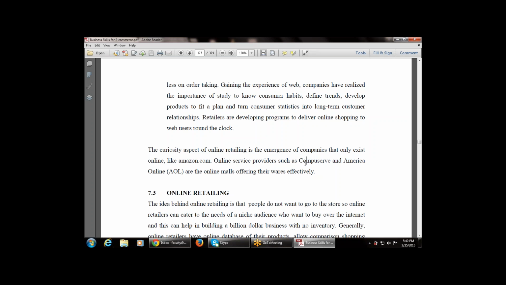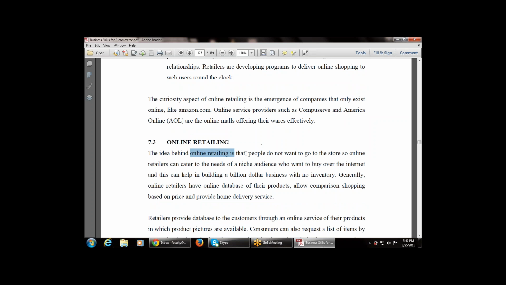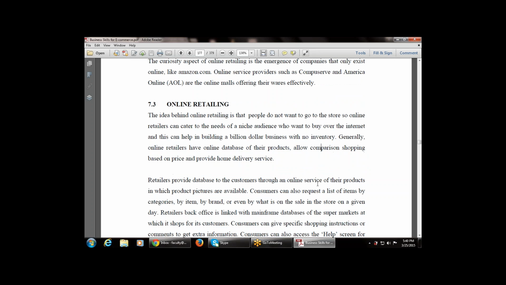What is online retailing? The idea behind online retailing is that people do not want to go to the store, so online retailers can cater to the needs of an audience who want to buy over the internet, and this can help in building a billion-dollar business with no inventory. That is, online retailing means customers are not supposed to go to the stores, but they can purchase the products online with the help of the internet.